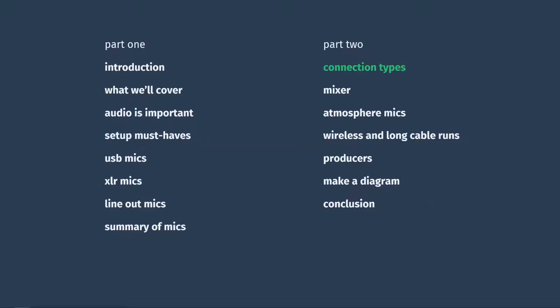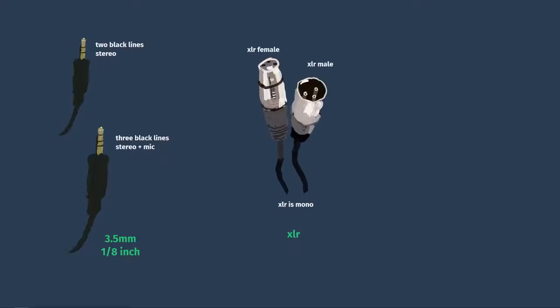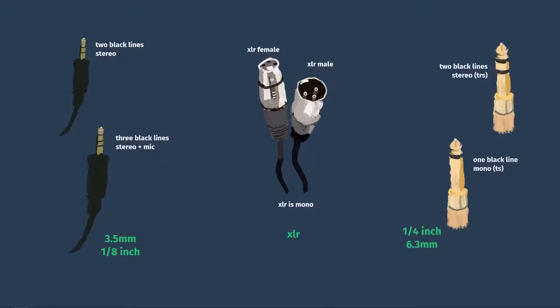Now, if you're brand new to all this audio stuff, you may have never seen anything other than the 3.5mm jack that's on your headphones. We've already talked about XLR, which will probably be coming out of your microphone. And the other common connector will be a quarter inch, which is like a headphone plug, but bigger.